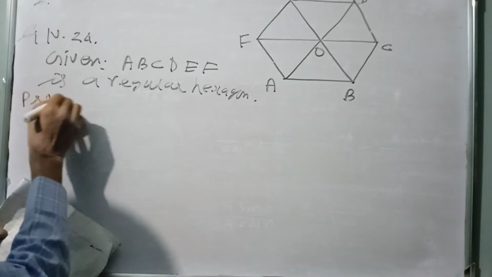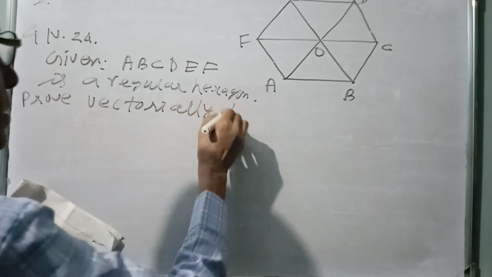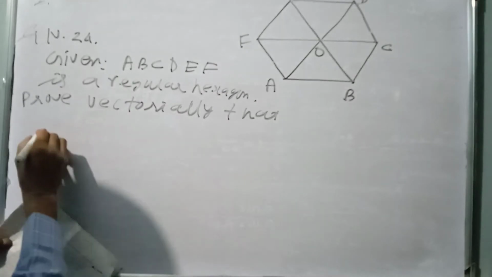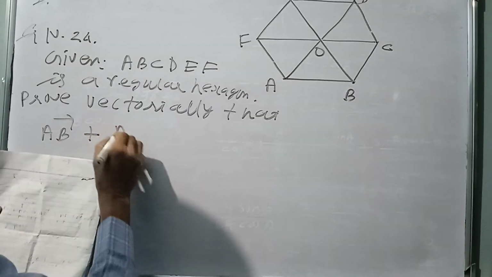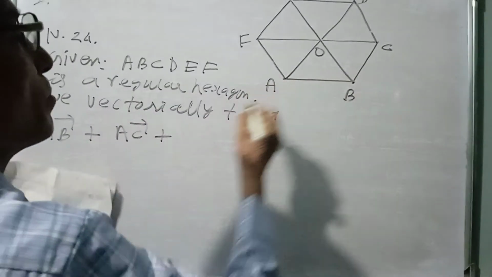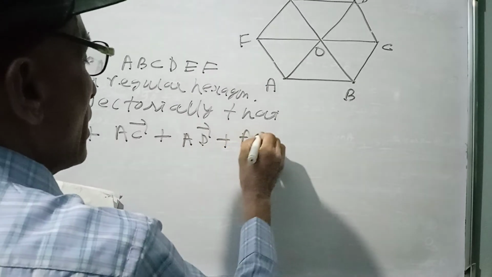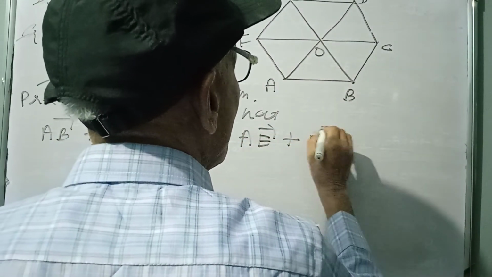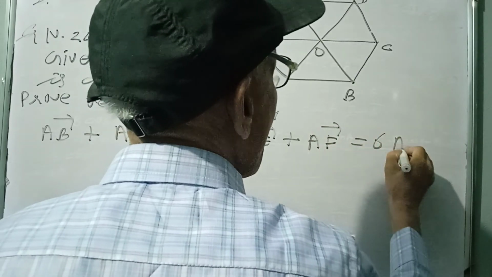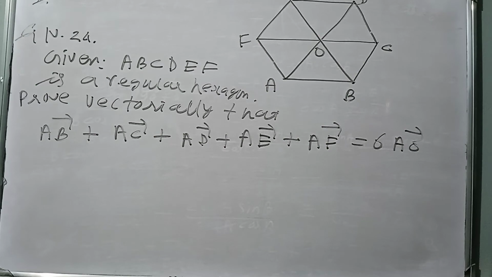Prove vectorially that vector AB plus vector AC plus AD plus AE plus AF equals 6 times AO or 3 times AD. How to prove it?